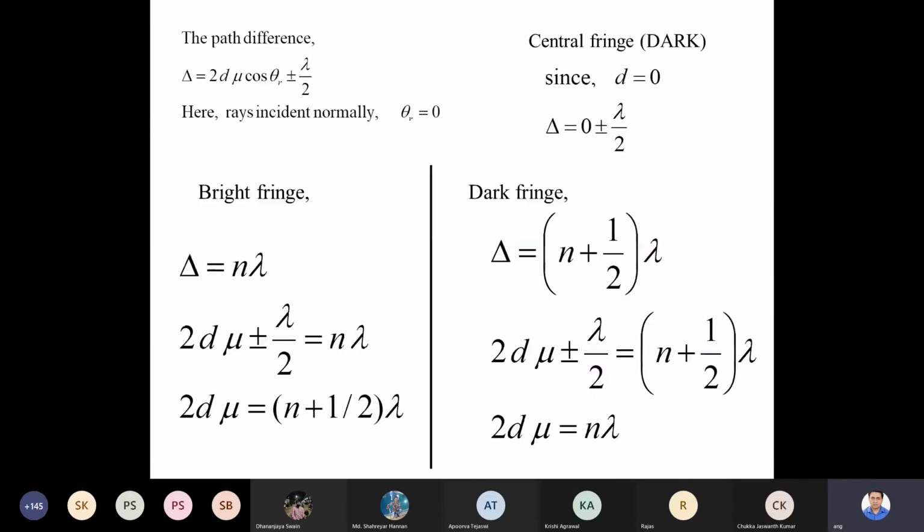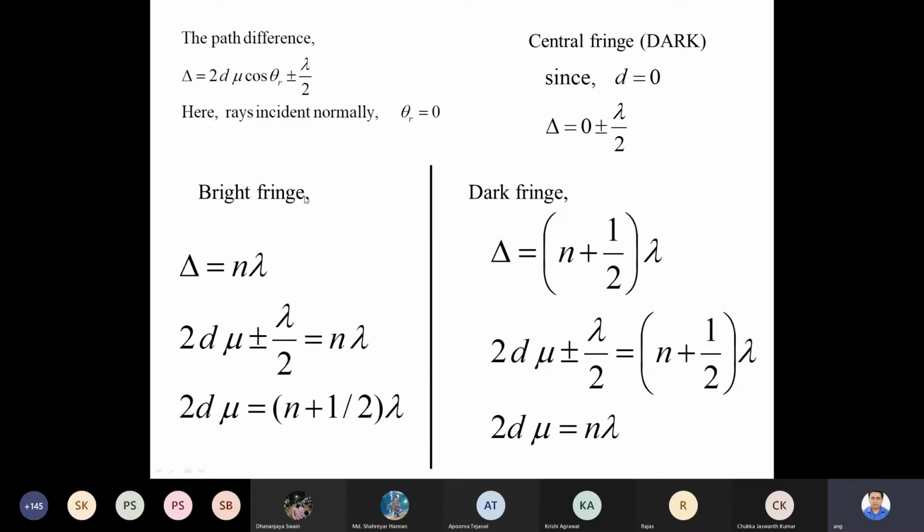So lambda by 2 is there, and it may be plus minus. Now rays are incident normally, then you can just write this theta r as 0. So for the bright fringes, the path difference will be n times lambda. If you substitute n times lambda here and take this as 1, then 2d mu plus minus lambda by 2 equal to n lambda, and you can write this 2d mu as n plus half lambda.